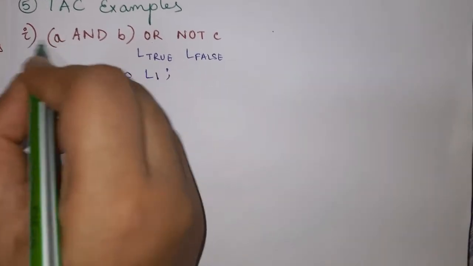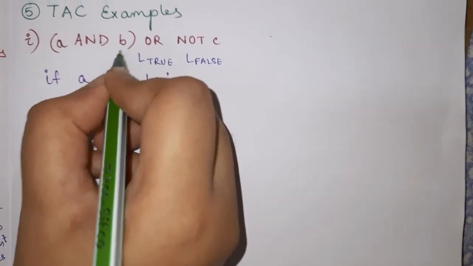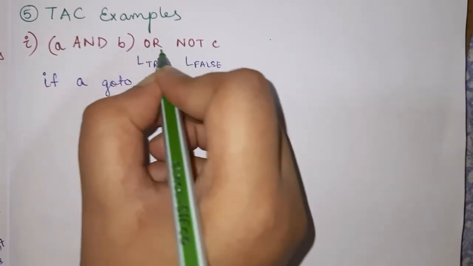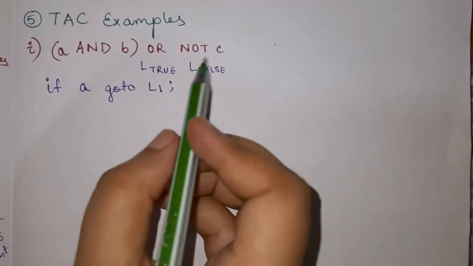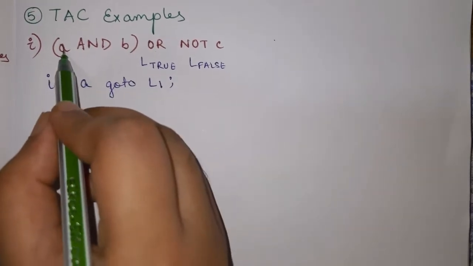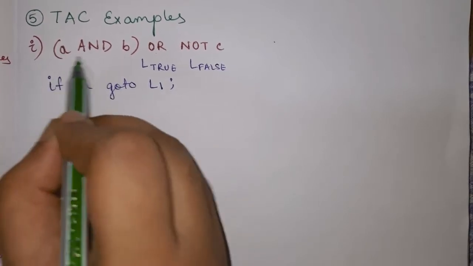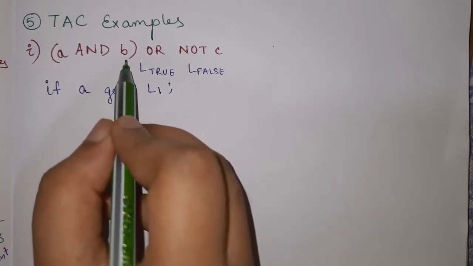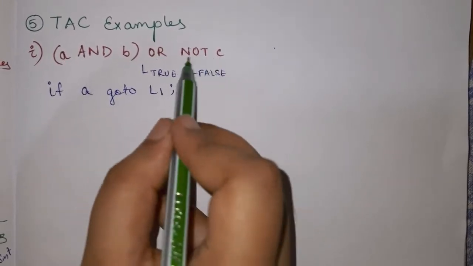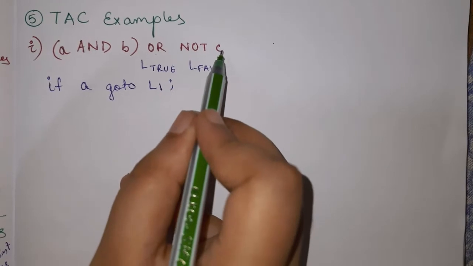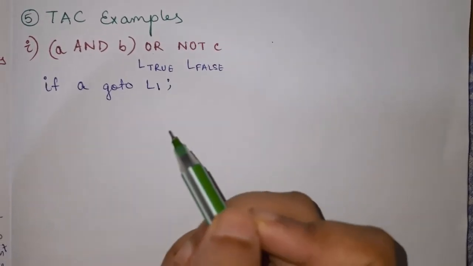If A in this expression is true, then we need to check the value of B. If both are true and this is OR, then the whole expression becomes true. But if A is false, then obviously AND is there, and by short circuiting we know this whole expression is going to be false. So why check for B? We can directly go and check for C. If C is false, then only this expression will be true and we can go to L true.